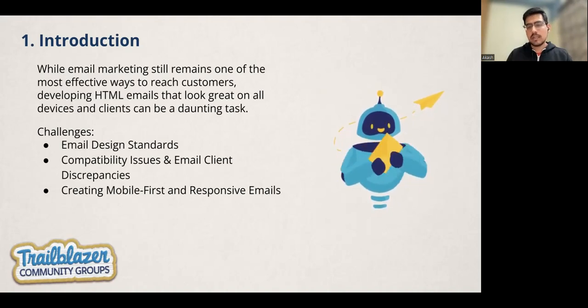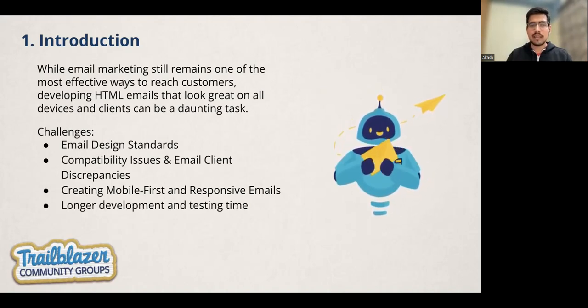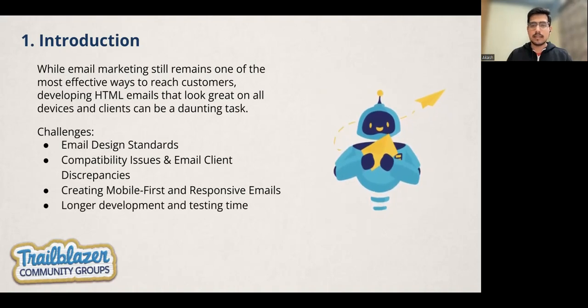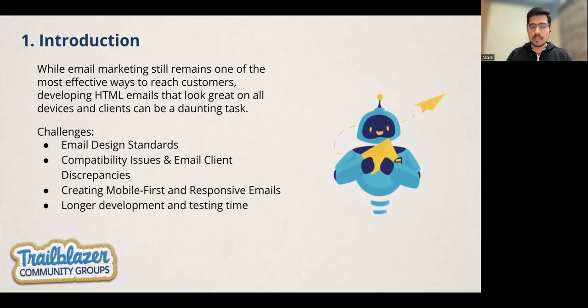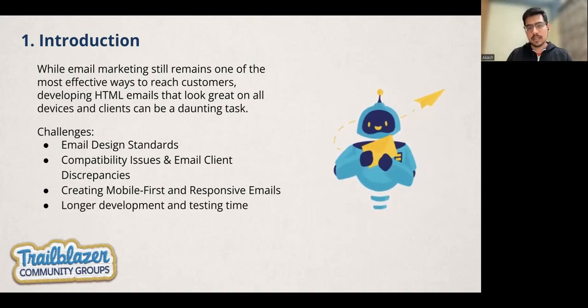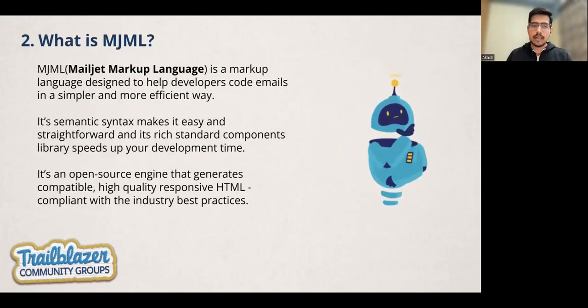So now, because of all these challenges, building the email from scratch takes a longer development and testing time, right? So in order to overcome this, this is where MJML comes in. Now, what exactly is MJML, right? So MJML stands for Mailjet Markup Language. So it's basically designed to help developers to code emails in a more simple and efficient way.